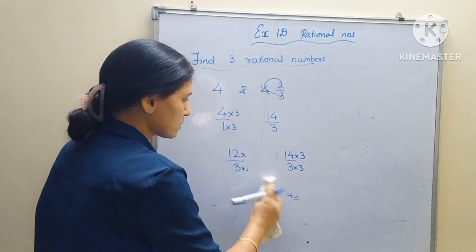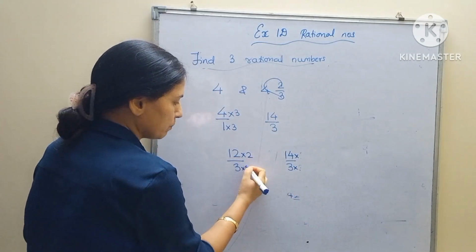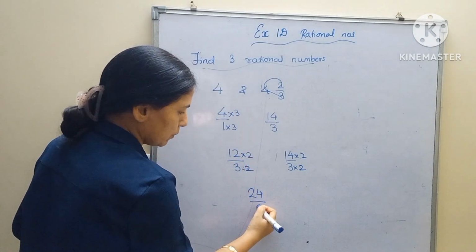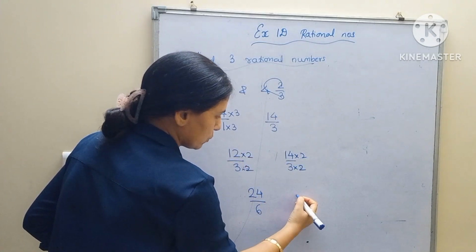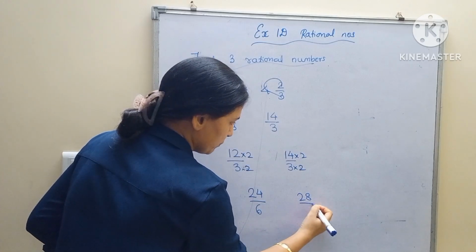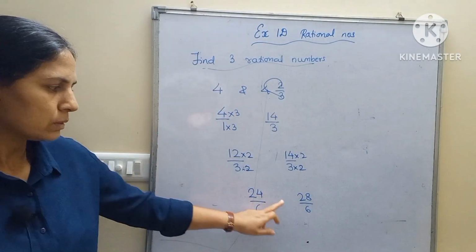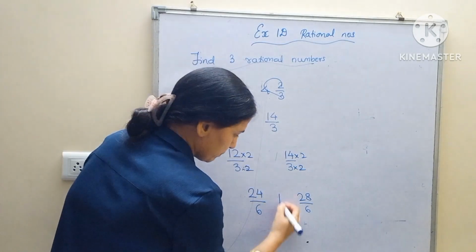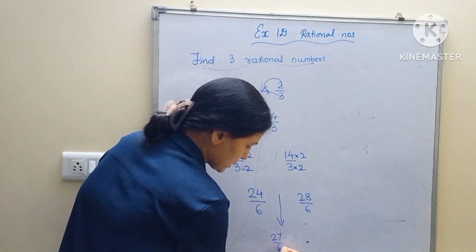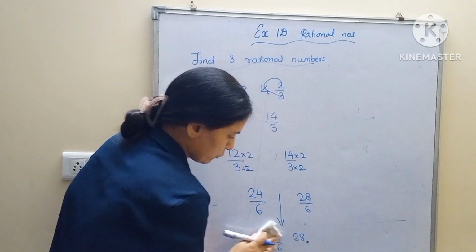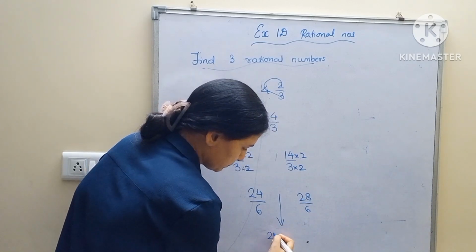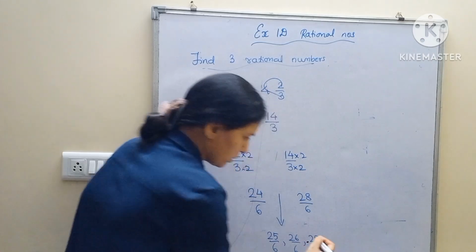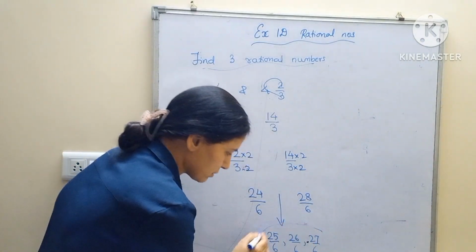What if you multiply this by 2 and 2? Try it by 2 and 2. See what happens. This becomes 12 2s are 24 upon 6, and this becomes 28 upon 6. Even this one is okay. The 3 numbers in between these two are 25 upon 6, 26 upon 6 and 27 upon 6. So this is the answer.